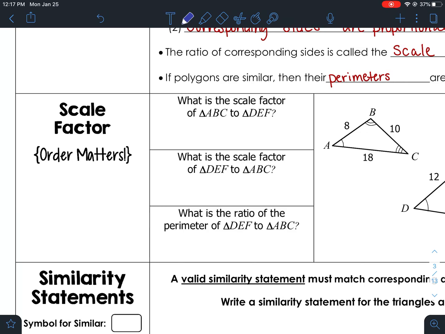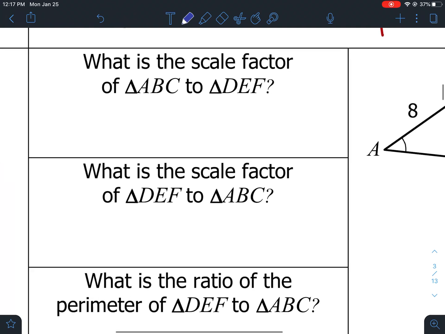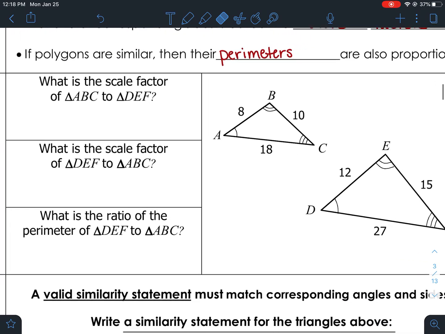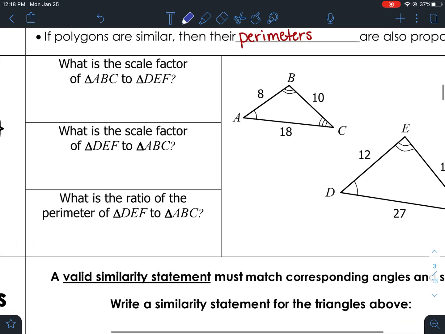Now, when we're talking scale factor, your order matters. So, when we're talking about a similarity statement, you want to do AB to DE, BC to EF, and then AC to DF. Just like how we did congruency, it's the exact same idea. Your order matters. All right, so let's talk scale factor. So I'm going to do triangle ABC to triangle DEF.